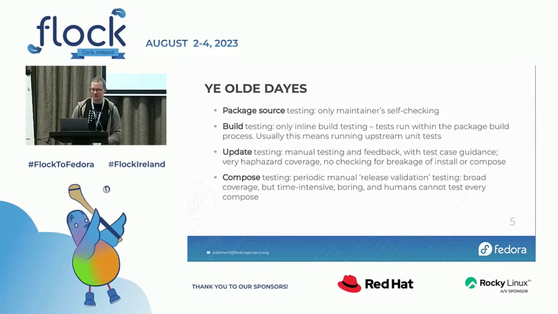And it's very difficult manually to check if an update breaks initial install of the system or the compose process, and we'll get to that later. This is an advantage, but that was a thing that was very difficult to do with manual testing. For compose testing, that was probably where we used to focus our manual testing the most. So we would put a lot of work into manually doing what we called release validation testing, which was focused on, okay, we have a release candidate. Is this release candidate ready to go?